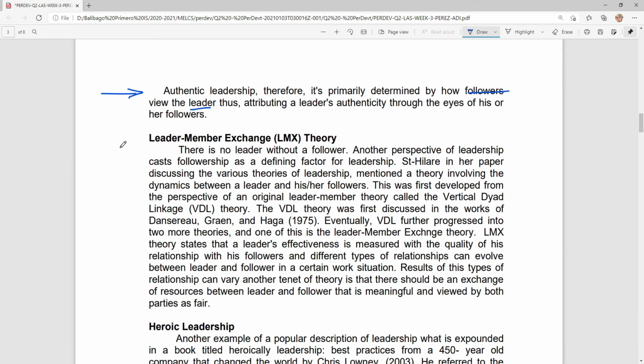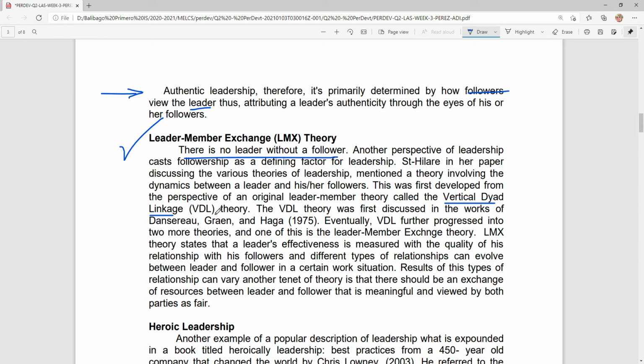Now let's discuss leader-member exchange theory, or what we call LMX theory. There is no leader without a follower. Yes, that's correct. Another perspective of leadership casts followership as a defining factor for leadership. So St. Hilaire, in her paper discussing the various theories of leadership, mentioned a theory involving the dynamics between a leader and his or her followers. This was first developed from the perspective of an original leader-member theory called the vertical dyad linkage theory, or the VDL theory. It was first discussed in the works of Dansereau, Graen, and Haga.